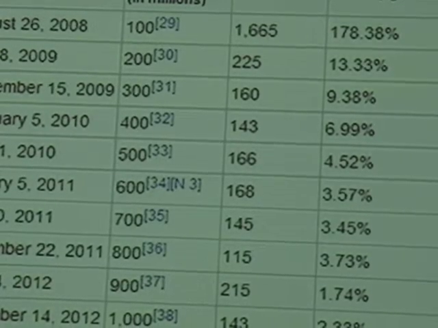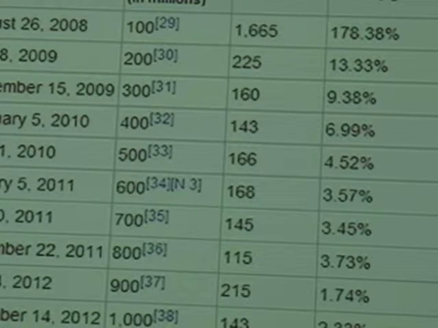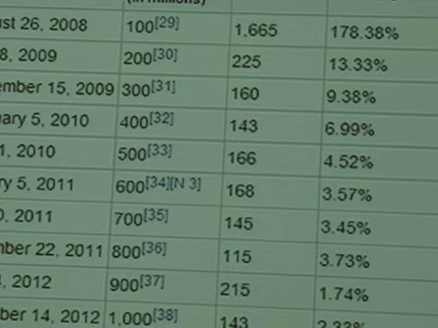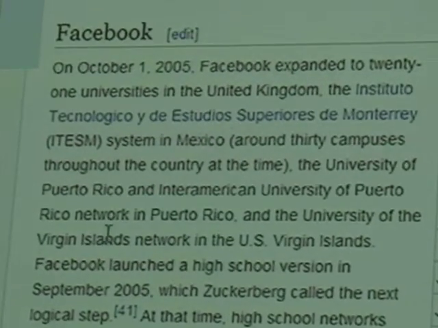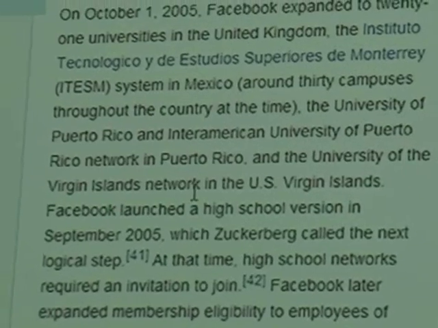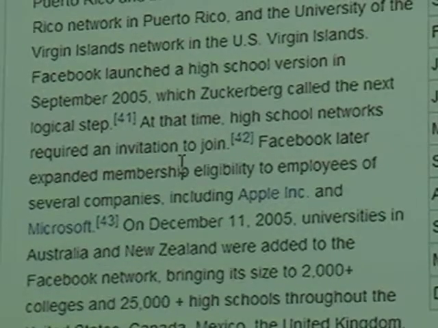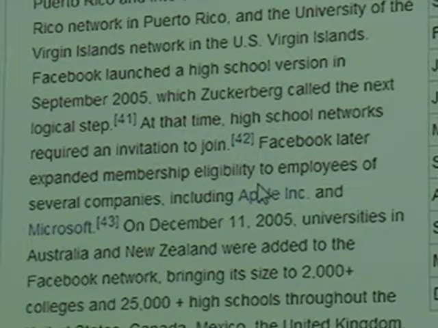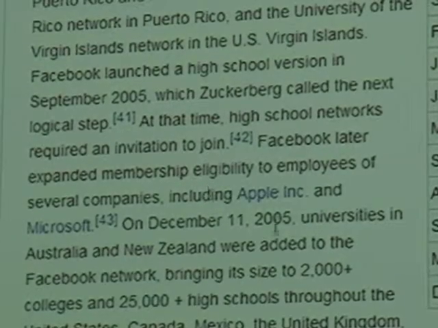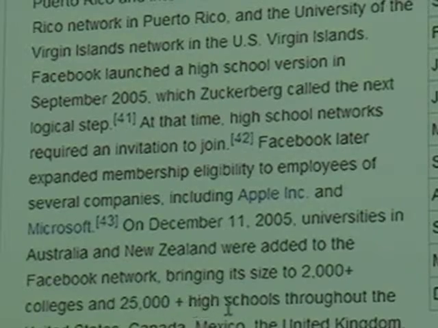so let's read this. On October 1st, 2005, Facebook expanded to 21 universities in the United Kingdom. The blah, blah, blah, in Mexico, around 30 campuses throughout the country at the time. The University of Puerto Rico and the Inter-American University of Puerto Rico network in Puerto Rico and the University of the Virgin Islands, blah, blah, blah, blah. At that time, high school networks required an invitation to join. Facebook later expanded membership eligibility to employees of several companies, including Apple and Microsoft. On December 11, University in Australia and New Zealand, 2,000 colleges and 25,000 plus high schools.